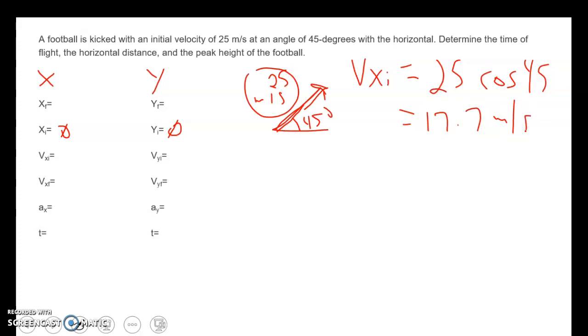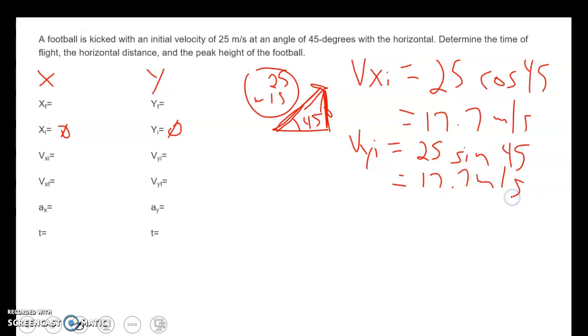And with the y, to find your Vy initial, you get also 25, but now you multiply it by the sine, because the y is opposite our angle, the sine of 45. And since it's 45 degrees, we'll get the same answer, but that's how you find those answers. Okay, 17.7 meters per second. So we know our initial y velocity is 17.7, and we know our initial x velocity is 17.7. We also know our x acceleration is 0, our y acceleration is negative 9.8, which means our x final velocity also is 17.7.